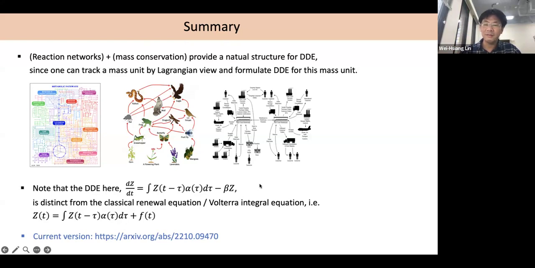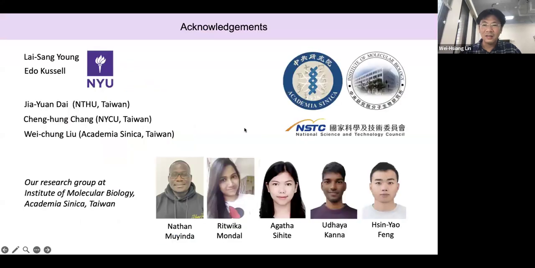So I'm happy if anyone knows some literature that already studied this similar kind of DDE, I can include it in my manuscript. And thank you. And this is my current group at Academia Sinica, Taiwan.